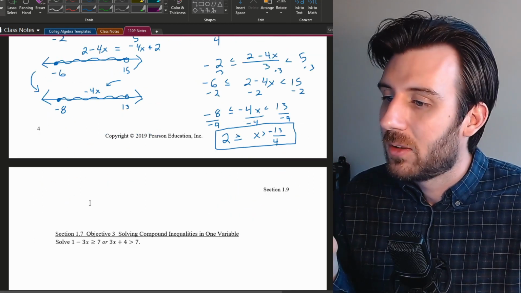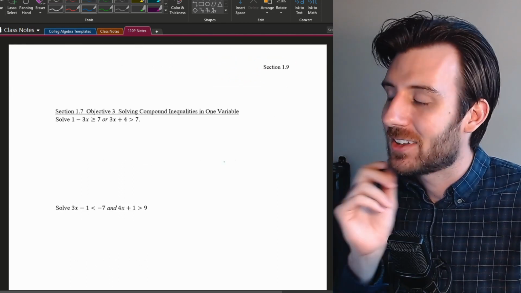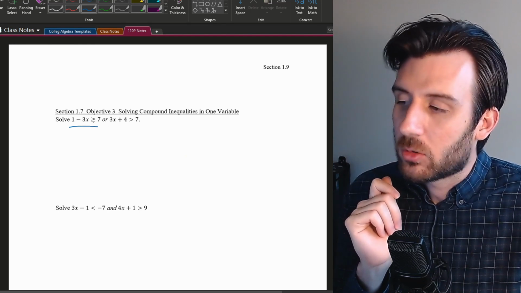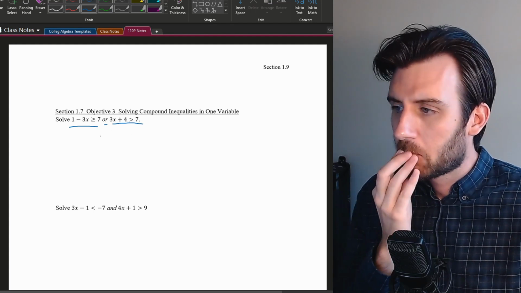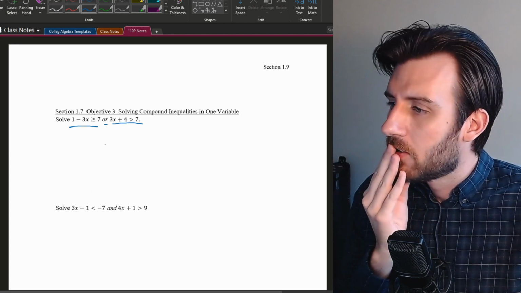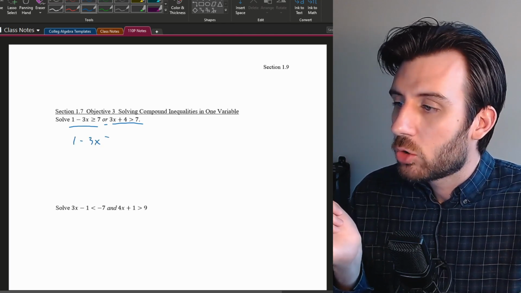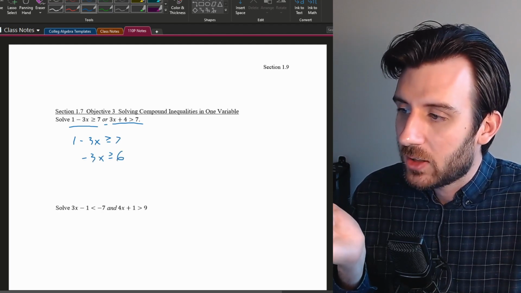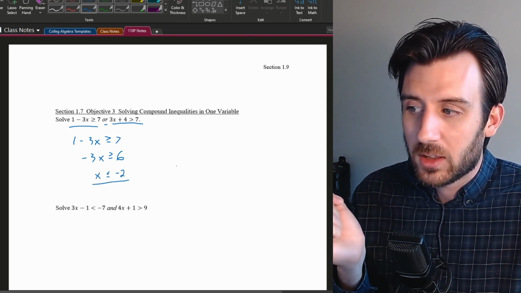Okay, we've got every tool we should need to be able to handle the situation we were looking at before that had a lot of different conditions. Okay, solve 1 minus 3x greater than or equal to 7 or 3x plus 4 greater than 7. Well, the way that it's reading, I just need to solve one or I need to solve the other. Okay, let's try it out. If I solve the first, that'd be 1 minus 3x greater than or equal to 7. That'd be negative 3x would be greater than or equal to 6, which means that x would have to be less than or equal to negative 2. That's one set of solutions.